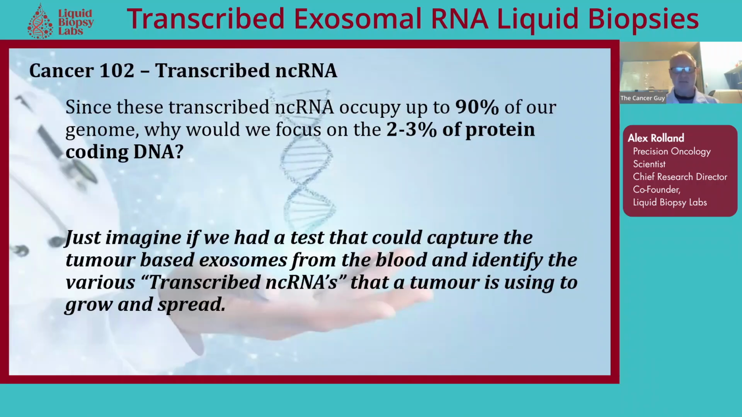Since these transcribed non-coding RNAs, like the long non-coding RNAs on the previous slide, occupy up to 90% of our genome, why should we focus on just the 2 to 3% of protein coding DNA? Just imagine if we had a test that could capture the tumor-based exosomes from the blood and identify the various transcribed non-coding RNAs that a tumor is using to grow and spread.